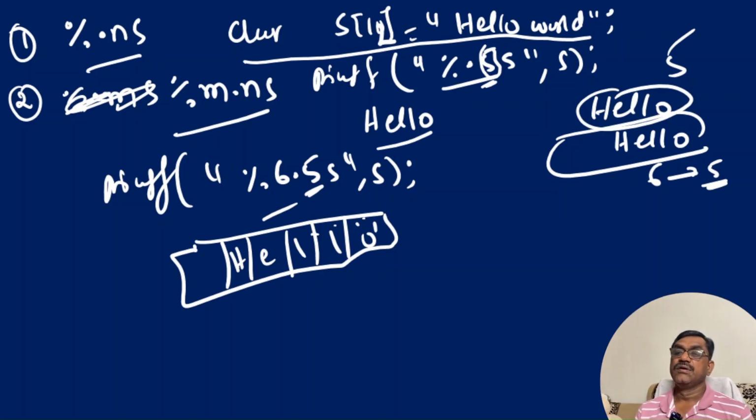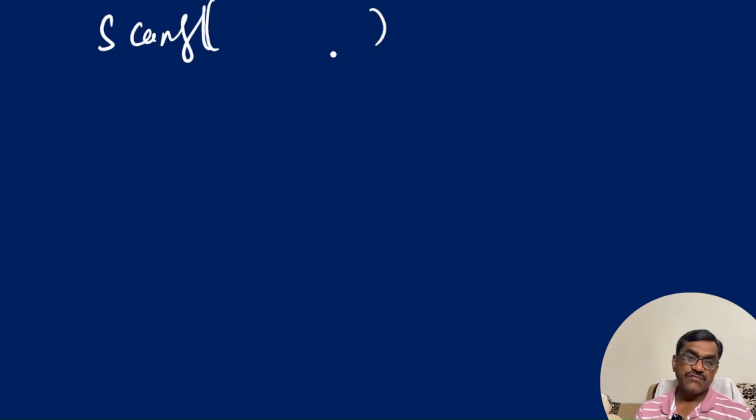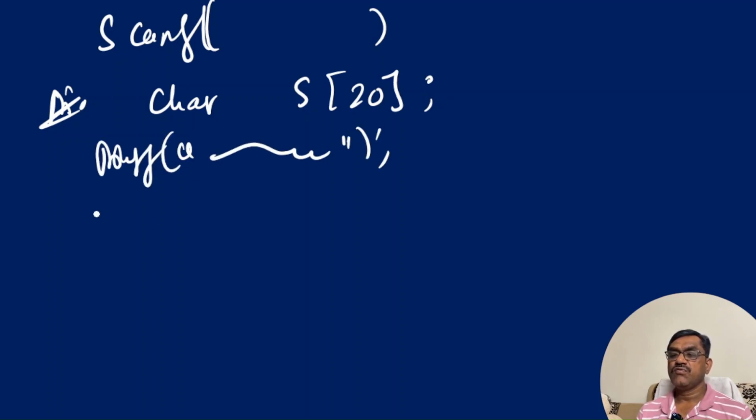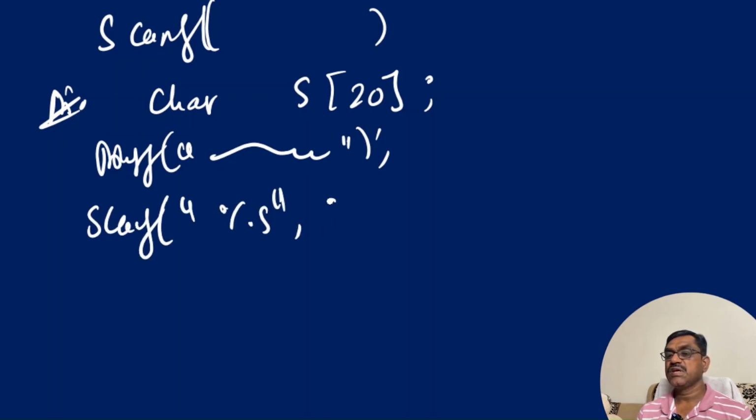Now after this, next what we are going to discuss is the main problem of scanf: when we give a string with multiple words, the scanf statement is unable to read it. For example, we are defining some string, taking a character array s of 20, and we say printf enter any string. Now we are using the scanf statement with percentage s and simply s.